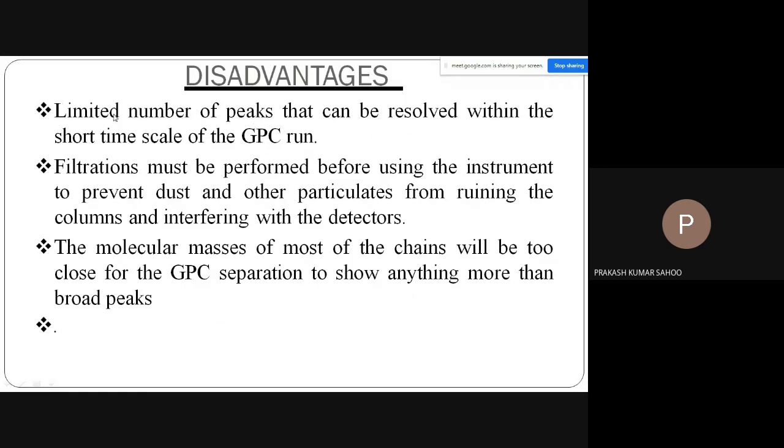What are the disadvantages? Limited number of peaks can be resolved within the short time scale of the GPC run, that is gel permeation chromatography run. Filtration must be performed before using the instrument to prevent dust and other particulates from ruining the column and interfering with the detector. This is very important. If impurity or any particulate matter is present in the sample, it must be filtered before the injection. The molecular masses of most of the chains will be too close for the GPC separation to show anything more than broad peaks.